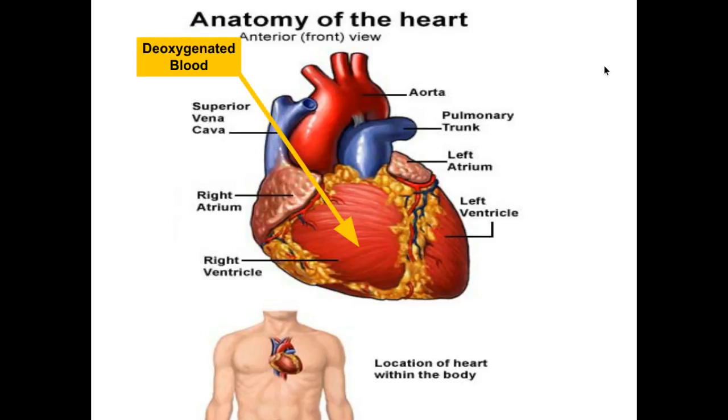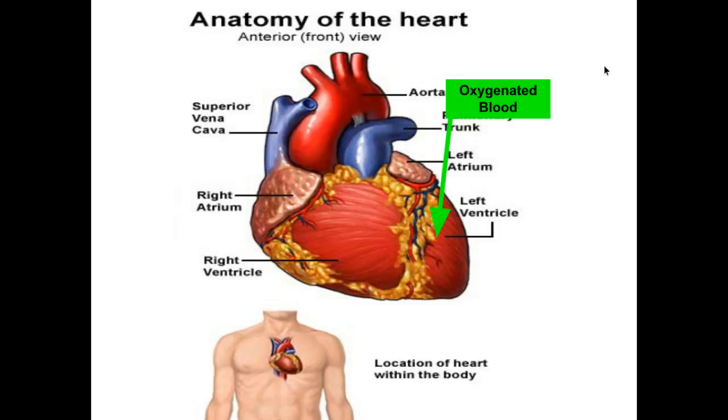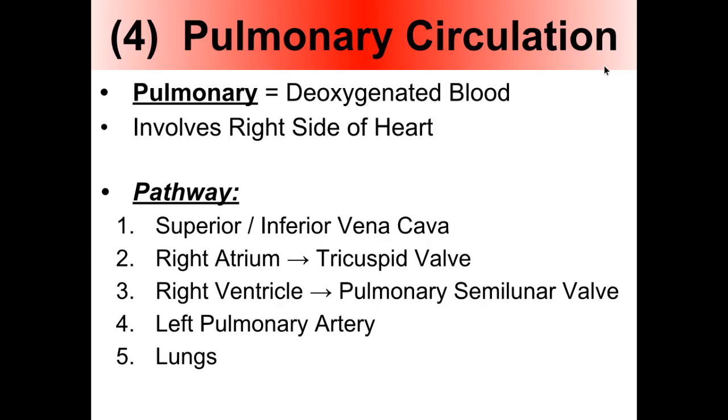So remember, like I said, deoxygenated blood is on the right side of the heart, and it goes to the lungs, and it comes back, oxygenated blood, into the left side of the heart, and then it goes out to the rest of the body. Okay, so our pulmonary circulation. This is something that I have talked about, but remember the pathway for pulmonary circulation.